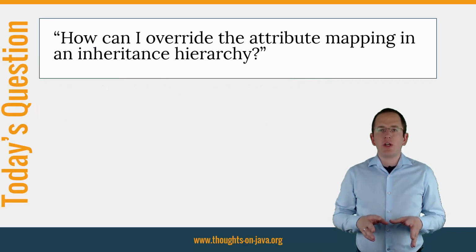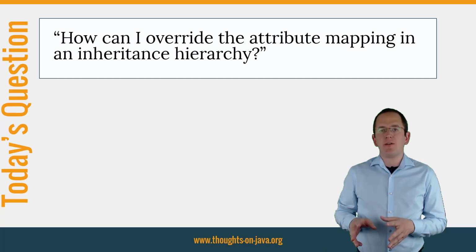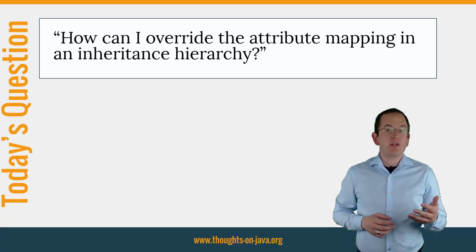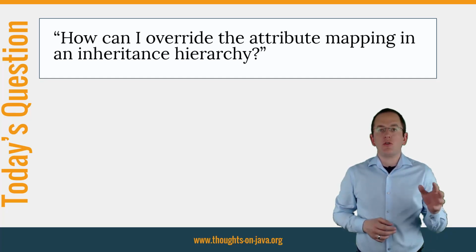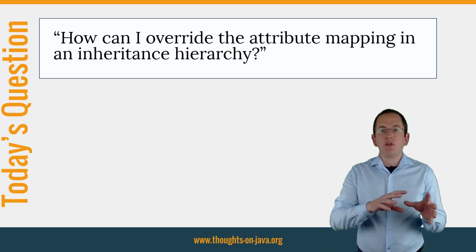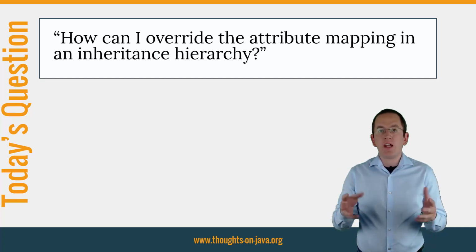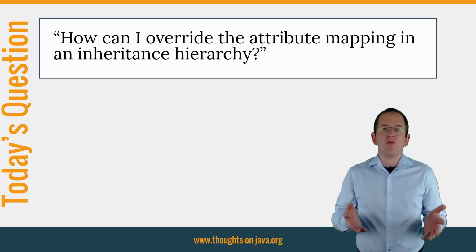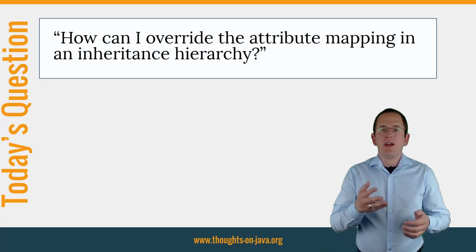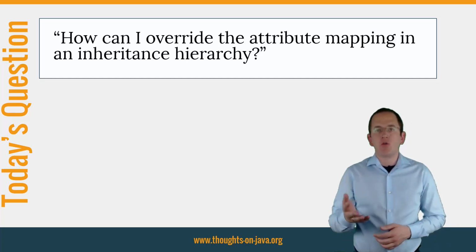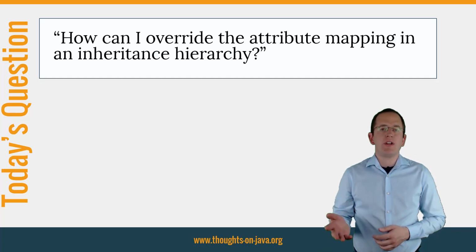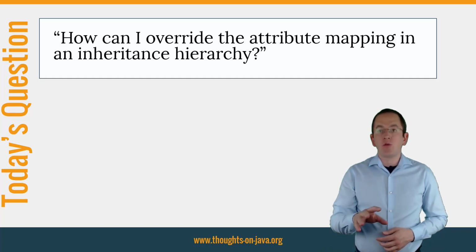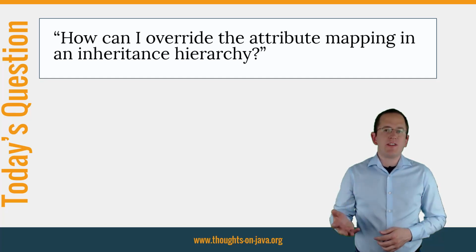I got an interesting question from one of my Advanced Hibernate online training students. He used the mapped superclass strategy to map an inheritance hierarchy to multiple database tables and wanted to change the attribute mapping for one of the subclasses. So he asked me, how can I override the attribute mapping in an inheritance hierarchy? Overriding an attribute mapping for a mapped superclass mapping is relatively simple. You can do it in the same way as you override the mapping of an embeddable.